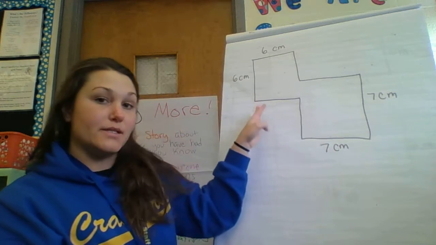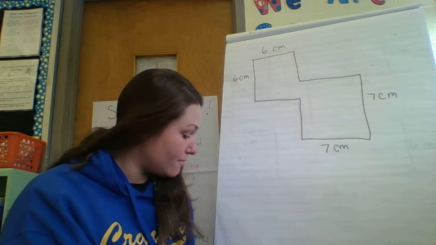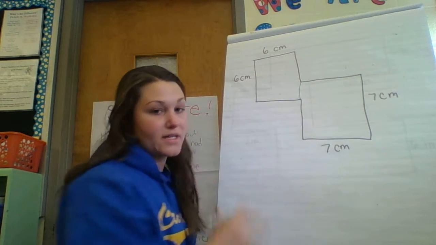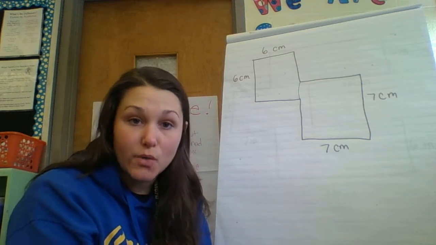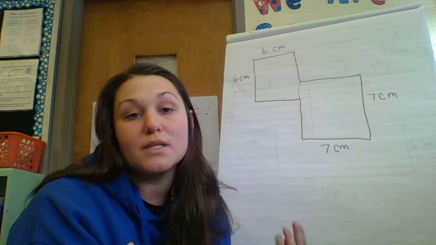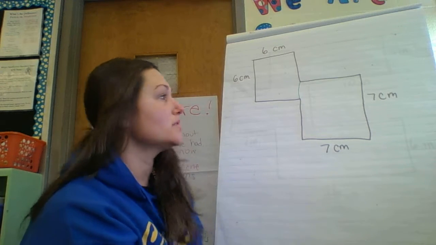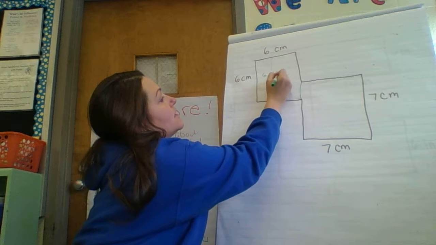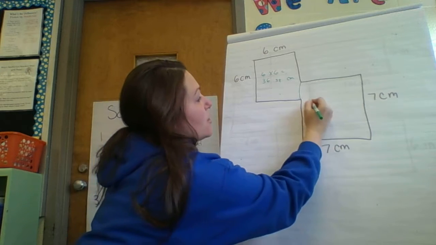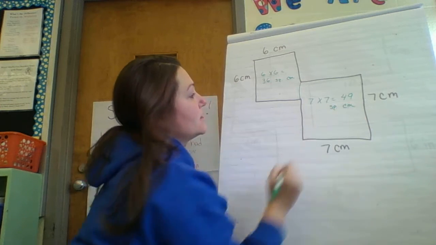So taking a look at this figure, we notice that it is a complex figure, but we can break it down into regular figures. So for example, looking at this shape, I see that I actually can make it into 2 rectangles here. In this case, these rectangles happen to also be squares because I'm noticing it is a 6 by 6 and a 7 by 7. In this case, there are no missing sides that we need to solve for, so we can go ahead and just use our formula, length times width equals area. Up here, I will have a 6 by 6, which will give me 36 square centimeters, and here I have a 7 by 7, which would give me 49 square centimeters.